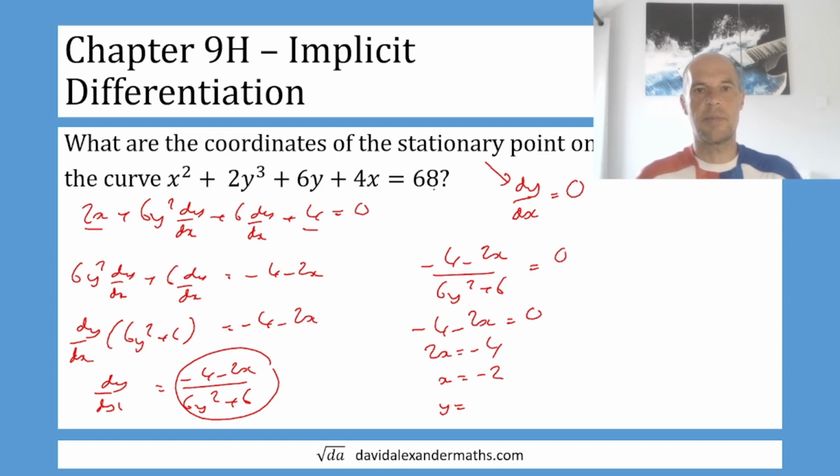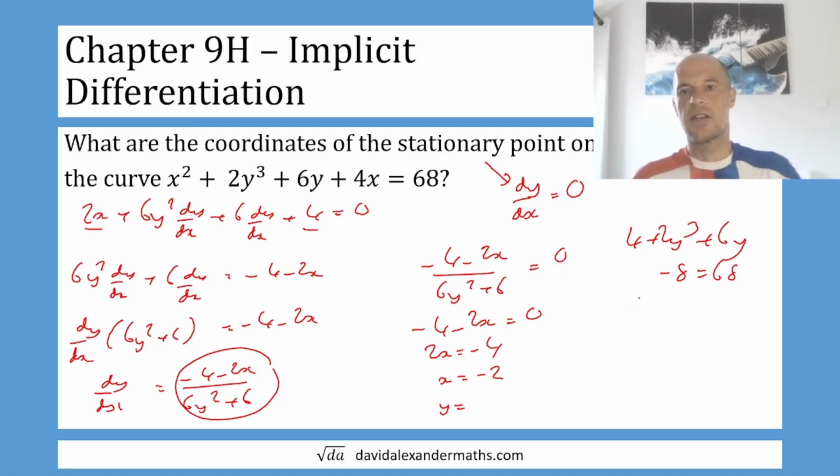So I know that all this stuff up here equals 68. So let's sub in negative 2 for x. Negative 2 squared is 4, plus 2y cubed plus 6y minus 8 is 68. So I am going to add 8 and take away 4 from both sides. So I'm getting 2y cubed plus 6y is, I'm just worried I might mess this up. I'm embarrassingly going to use a calculator. 68 plus 8 minus 4 is 72. And now take away the 72 from both sides.